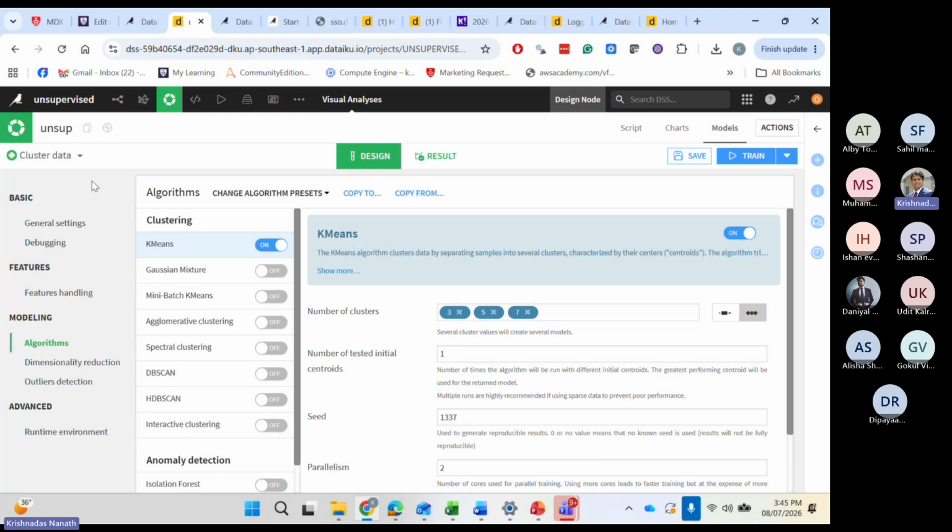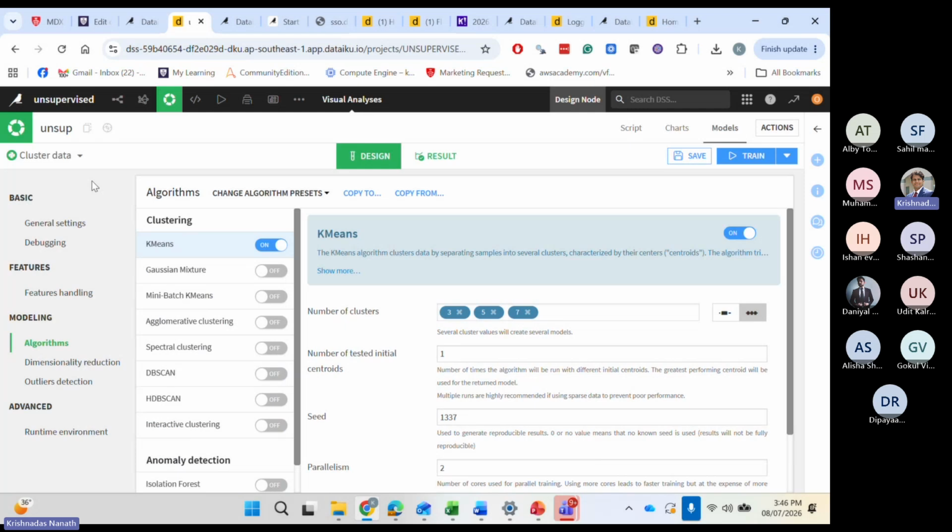Now, very important. What do you think this is? What is the number of clusters? Number of groups. How many groups do you want? And this is where again DataIQ becomes so interesting. It says try with 3, try with 5, try with 7. I can do everything in one go. This is pretty much the tool boasting on its own.